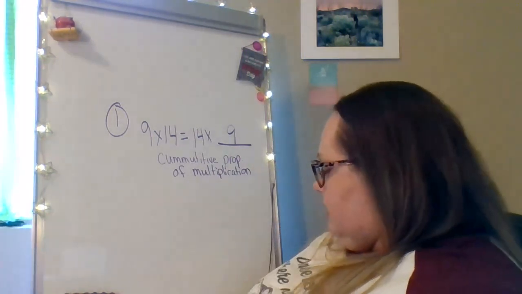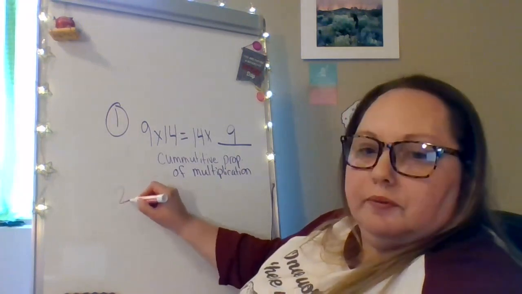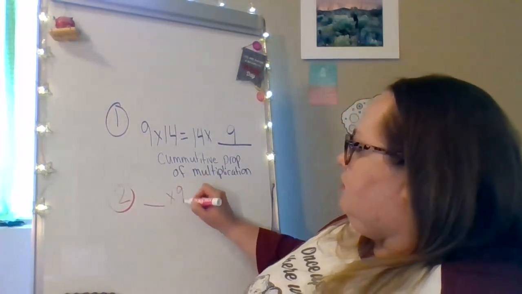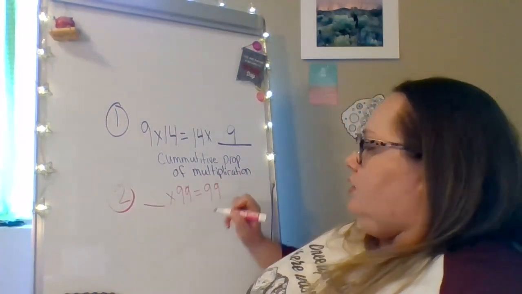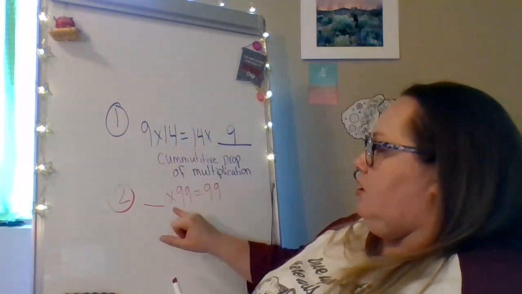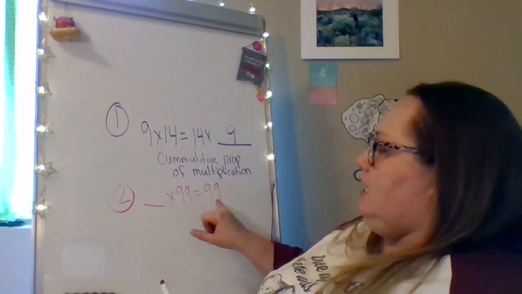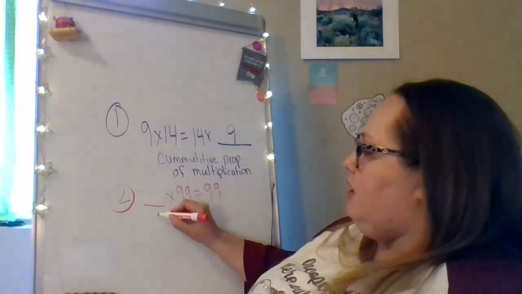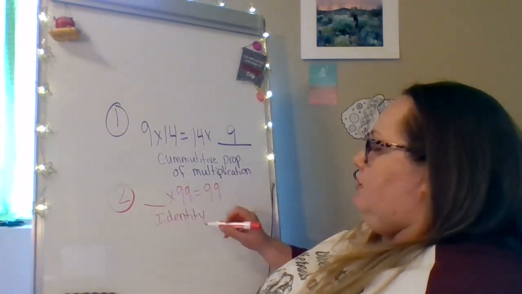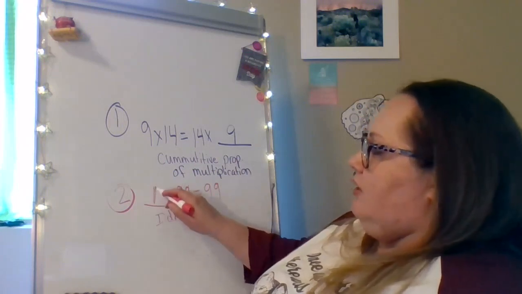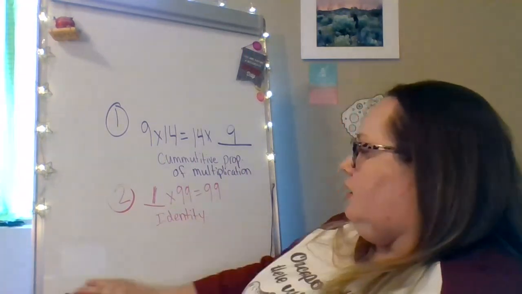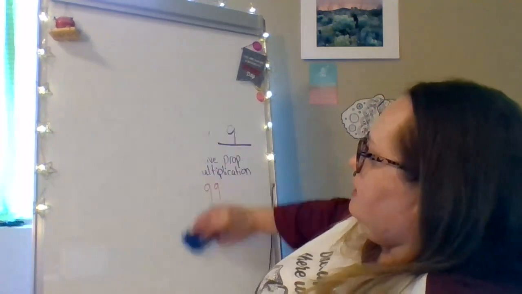Okay, number 2 says blank times 99 equals 99. So this is going to be another property of multiplication because I've got the multiplication here, just like up here. And it's going to be what times 99 equals itself. And this is going to be our identity property of multiplication, because I know that 1 times any number is going to equal that same number.